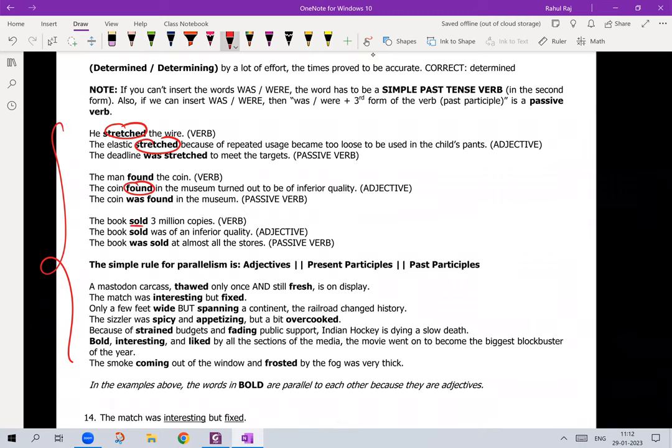The book sold 3 million copies. Now sold is a verb, because if you remove sold from here, "the book 3 million copies" makes no sense at all. Just one word. But "the book sold was of inferior quality": here you remove sold and "the book was of inferior quality" still works. So sold is an adjective.